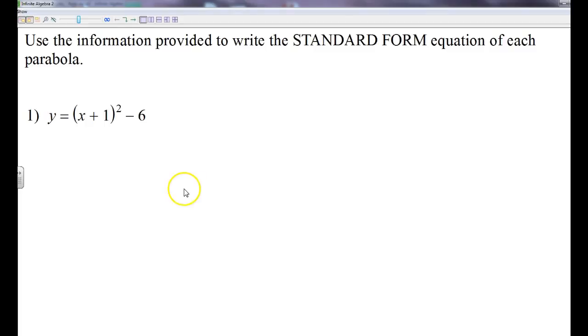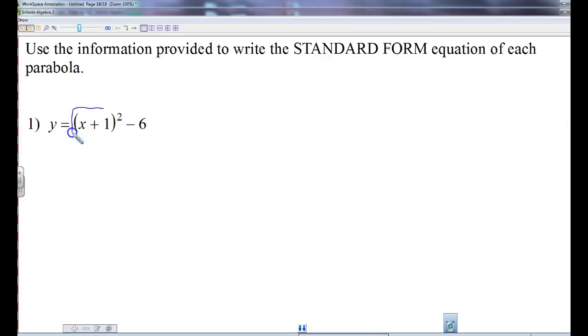The first thing you do is take care of this squaring. You've got to square x plus 1. And squaring simply means to multiply by itself. So what you're doing is this. You are doing x plus 1 times x plus 1. Then you have the minus 6 at the end. So x plus 1 squared becomes x plus 1 times x plus 1, and then we still have our minus 6 at the end.